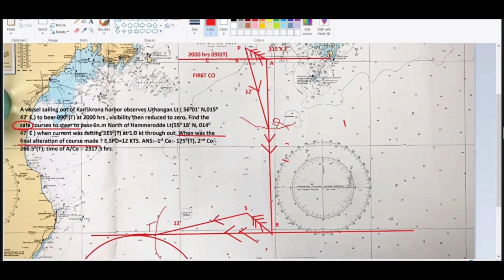Now we have to find the time of alteration of course, means R point, what time. So what I will do, total distance is A to R. Time is equal to, first time was 2000 hours plus A to R, this total distance made good, divided by speed made good. What is the speed made good? A to Q, AQ. AQ is the speed made good. So A to R divided by AQ, we will get the time of alteration, added to 2000. We will get the time of alteration, 2317.5 is given.